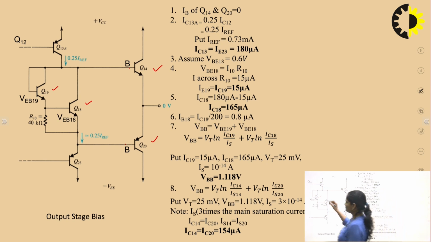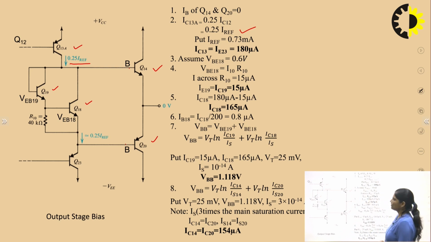You can see this transistor Q13A is connected to transistor Q12, and it is in proportion. That means if we are calculating the collector current, IC of Q13A is equal to 0.25 I reference. Now I reference is already calculated in the previous slide, and IC13A is how much? 0.25 times I reference. It means IC13A is equal to 180 microampere.